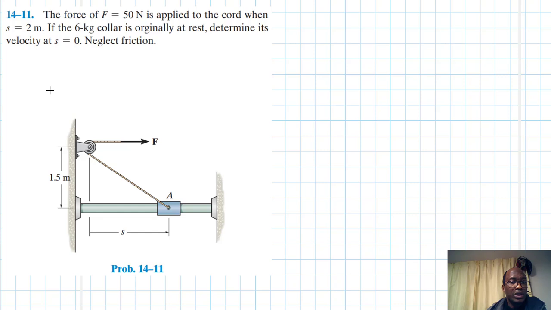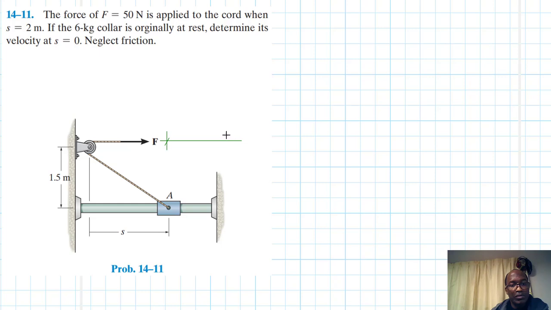The problem reads that the force F equal to 50 newtons is applied to the cord when S is equal to 2 meters. If the 6 kg collar is originally at rest, determine its velocity at S equal to 0. Neglect friction. This problem is coming from Engineering Mechanics: Dynamics, 14th edition, by R.C. Hibbeler. So let's draw the free body diagram.